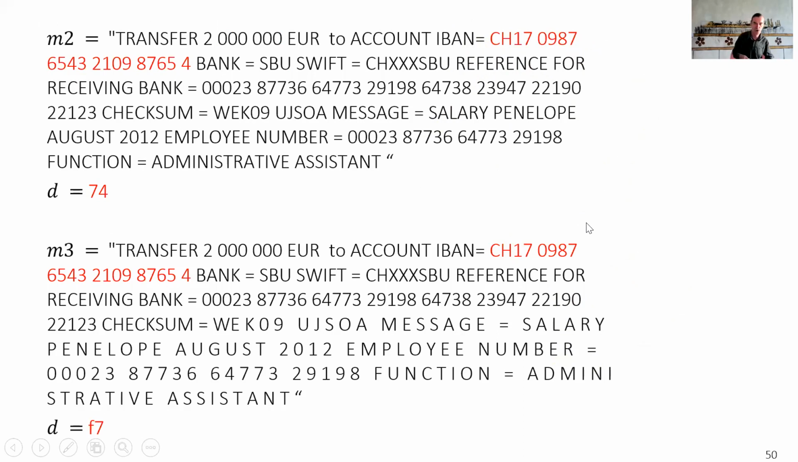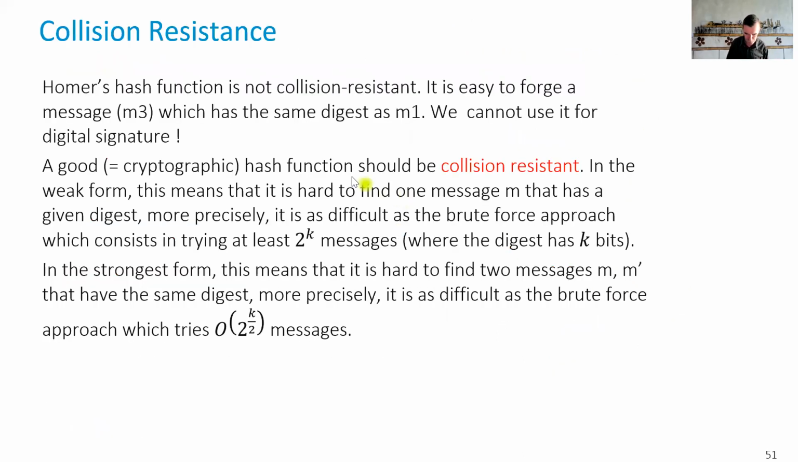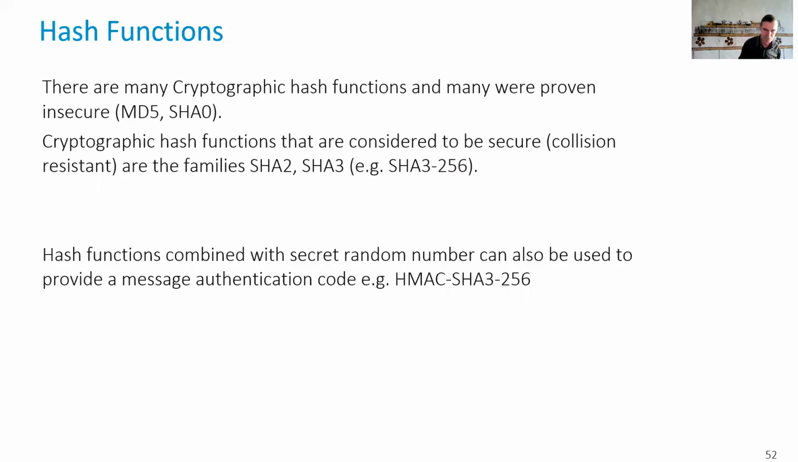If I can control the collisions, of course, the hash system doesn't work. So a good hash function should be collision resistant. Of course, you cannot be more collision resistant than by brute force. So it is always possible to mount an attack by trying all the hashes, but this we discussed already. So cryptographic hash functions are really at the heart of cryptography today.